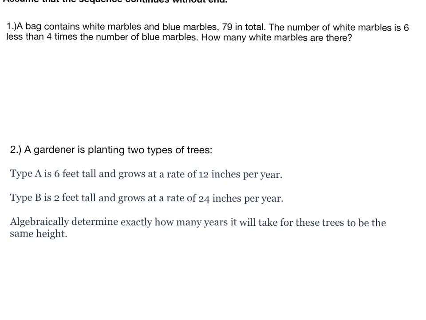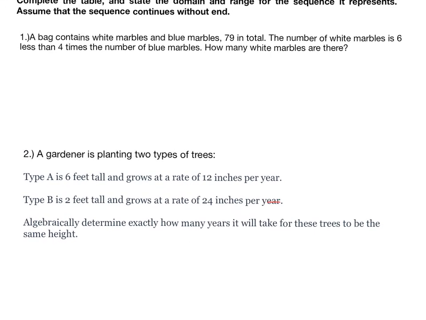All right, so let's get started with our study guide today. This is a marble problem that we've already done in class, and we've done a few of them in class. So it says a bag contains white marbles and blue marbles, and it's 79 in total. Total is important. Total means that we're combining, adding everything together.